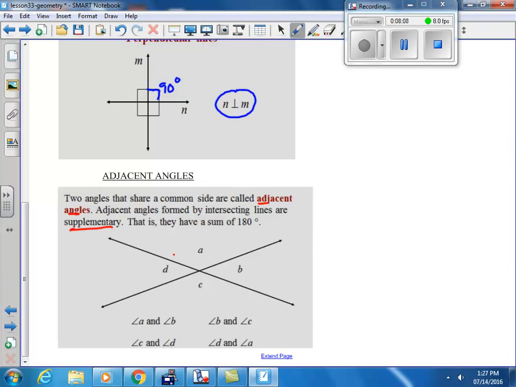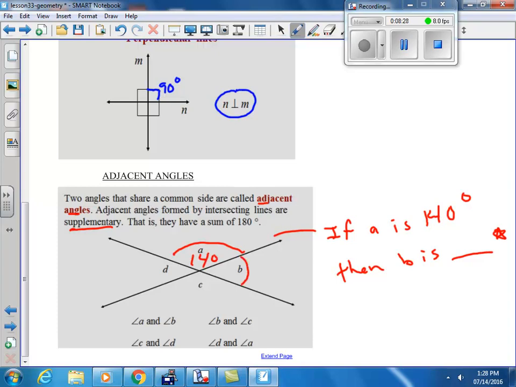So now I'm just making this up. If A is 140 degrees, then B is blank. Well, if this is 140 degrees, what's this? Well, it's got to be 50, because 50 plus 140, oh, sorry, basic math error. It's got to be 40. Why? Because 140 plus 40 makes 180. So this will have to be 40.